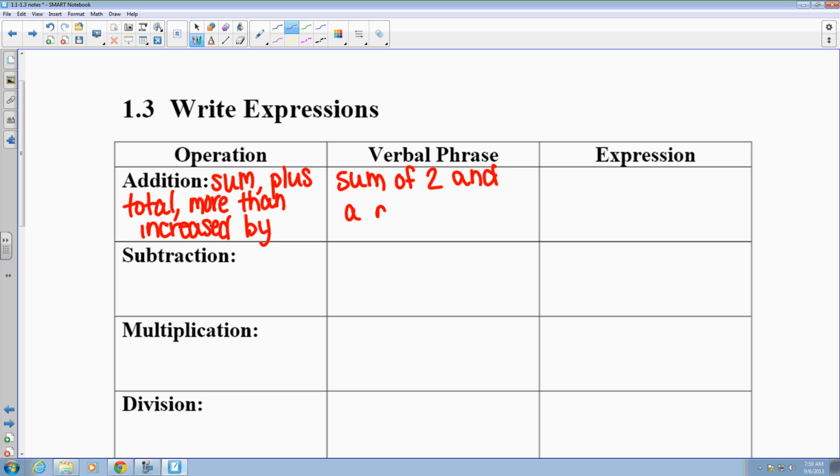and a number x. So a big goal of ours today is to be able to take a verbal phrase like this and turn it into an algebraic expression. So because it says sum, you know you're using addition. So 2 plus x. Just take the two terms that have the sum, and there you go.